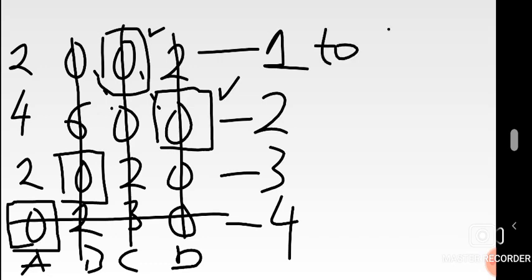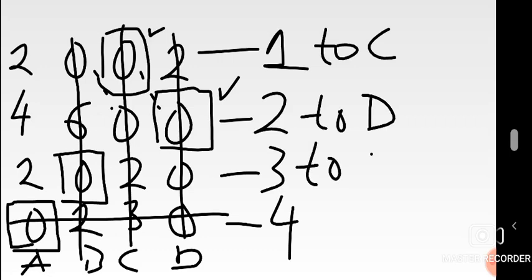So 1 to C. For operator 2, give him the job that falls in the line for D, because we're just following what we have boxed. So 2 to D. For operator 3, it's showing that the boxed 0 is in the line for B. And for operator 4, the boxed 0 is in the line for A. So 4 to A. What next?